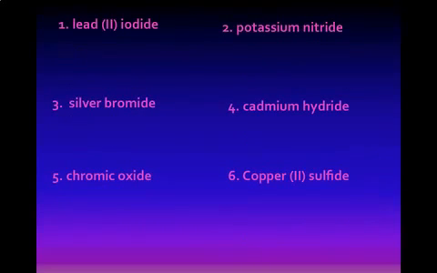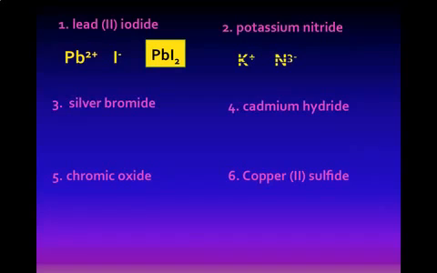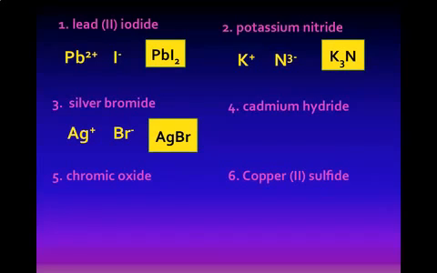Okay, here's some more practice. Lead(II) iodide, the II, remember, tells us that's a +2. Iodine is -1, so using the crossover trick, I get PbI2. Potassium nitride, potassium is a +1, nitrogen is a -3, cross it over and I get K3N. Silver bromide is a +1 on silver and a -1 on bromine, so no need for the crossover. They can already cancel out, so I get AgBr.